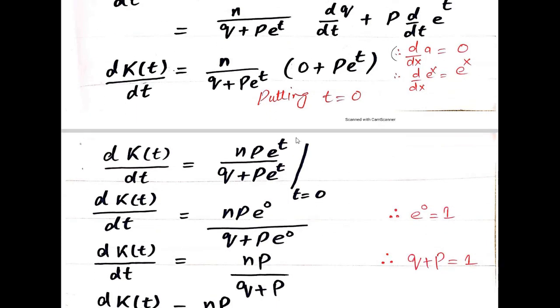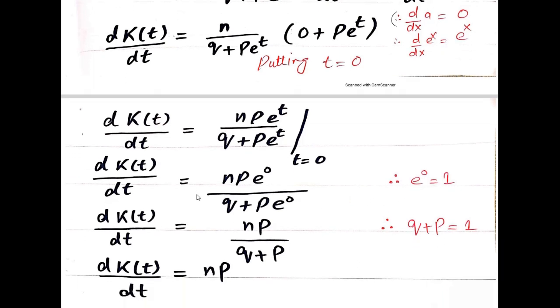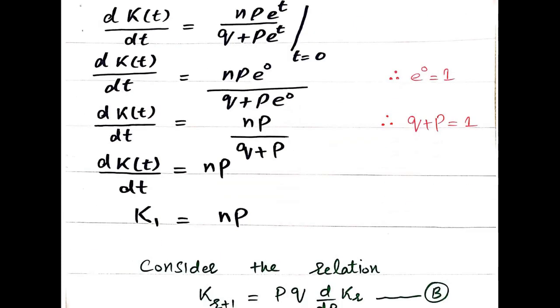Apply 0 wherever you see t. So e^0 is equal to 1. We are left with np over (q plus p). q plus p is equal to 1. So the first cumulant, which is k1, is equal to np.